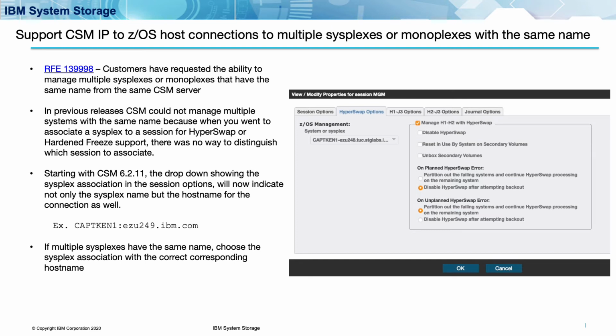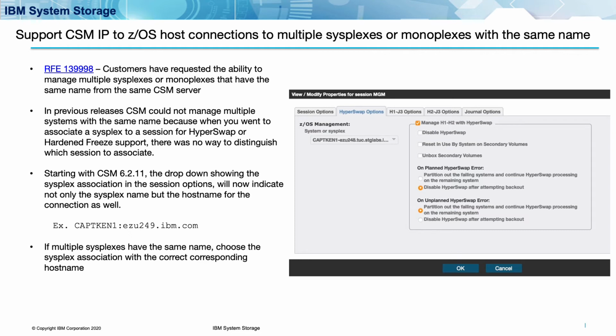The request, though, was the fact that they have multiple sysplexes or monoplexes that actually had the same name. So say a name like local. They actually had the same name. They had a reason for naming it that way. It's not easy to change. But they still wanted a single CSM instance to manage it.